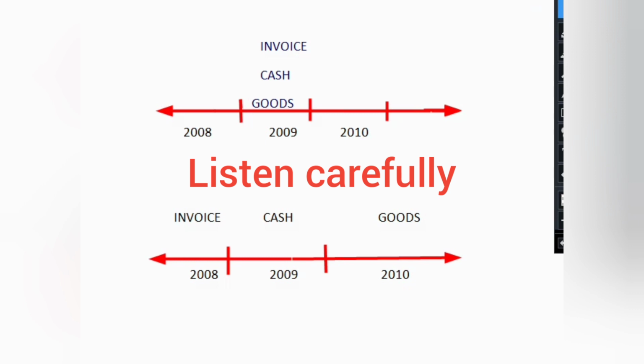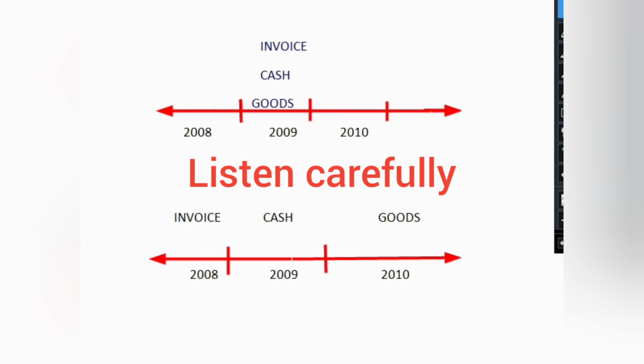But in the second diagram, we can see the parts of the transaction are diversified across three accounting periods. The invoice we sent in 2008, the cash payment is done in 2009, and the goods and services are provided in 2010. So we require adjusting entries here to adjust this transaction at present.